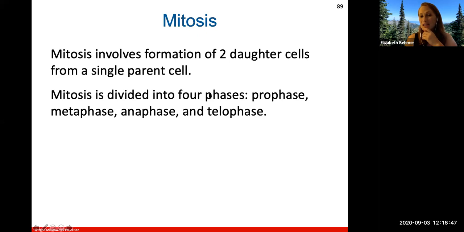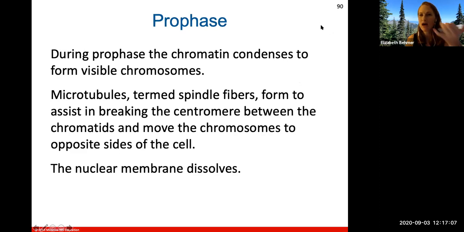Mitosis is divided into 4 phases: prophase, metaphase, anaphase, and telophase. And if you can remember the acronym PMAT for the order that these phases go in. So PMAT, PMAT, gives you the correct order of these mitosis phases. So now we'll get into how the cell divides.